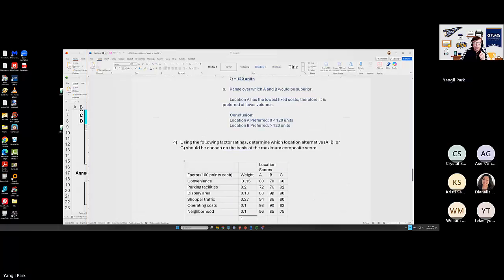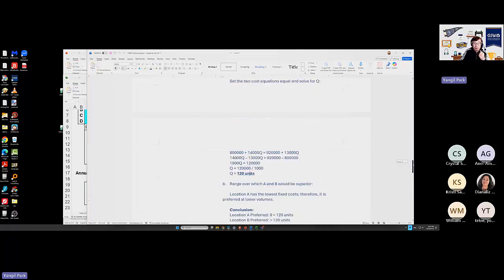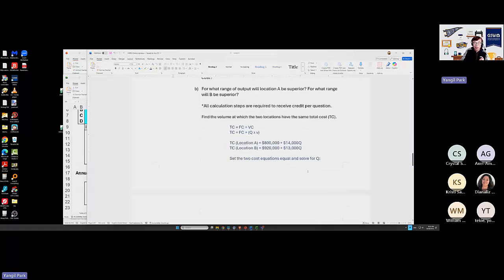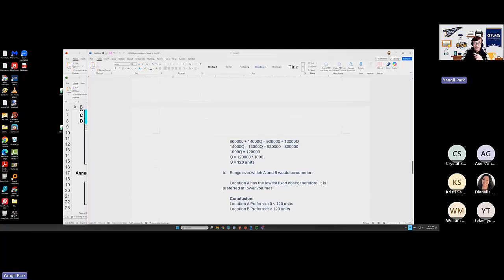So next question for that problem is, for what range of output will location A be superior? Same thing for B. So, how many units will location A be produced to be better? What about location B? How many units will be good for location B? Okay. Again, we found 120. So we know the 120 is the point that will go above or below.